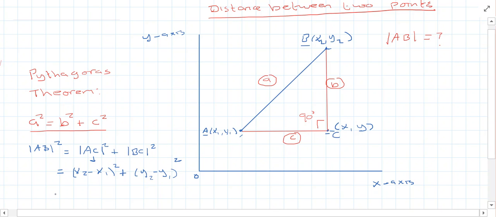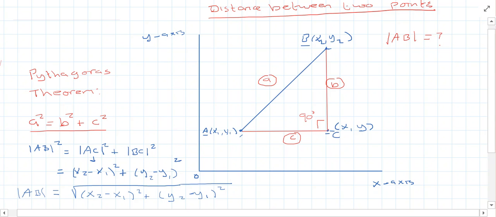Then, to get rid of the square, we can take the square root of x2 minus x1 squared plus y2 minus y1 squared. And this is the formula that we use to figure out the distance. So this is equal to AB.